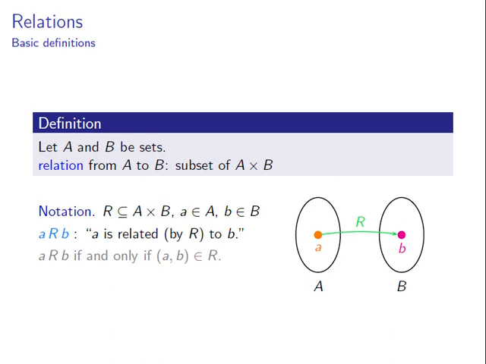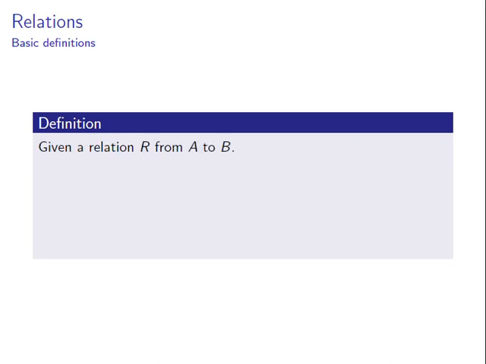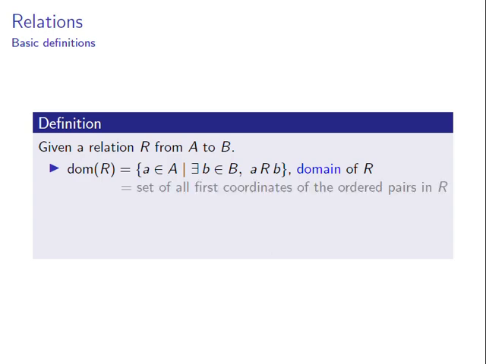We will denote the relation R which associates an element a with element b using an arrow from a to b. Given a relation R from a set A to a set B, the domain of R is the set of all objects small a in capital A satisfying the condition that there exists an object small b in capital B such that a is related to b. In other words, the domain of R is the set of all first coordinates of the ordered pairs in R.